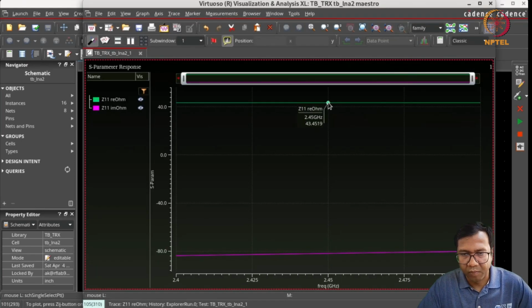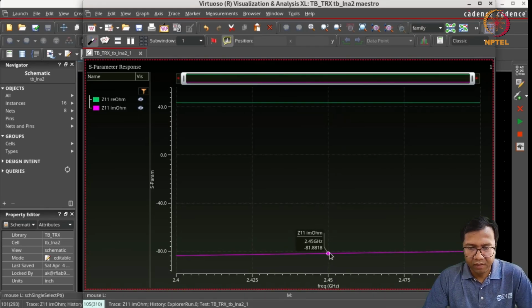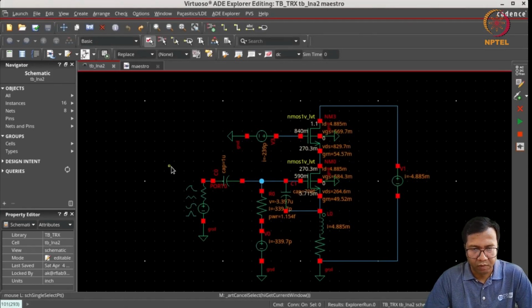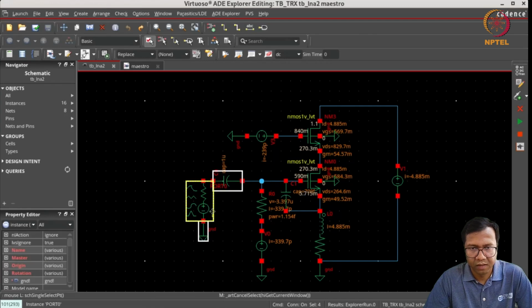And now we can see that the real part is around 43 ohms, close to 50 ohms, what we wanted, and the imaginary part is minus 81 ohms. So this minus 81 ohms can be easily compensated by a series inductance. At 2.45 gigahertz, we need an inductance of around 5.2 nanohenry to compensate this reactance. So we will add a series inductance here.